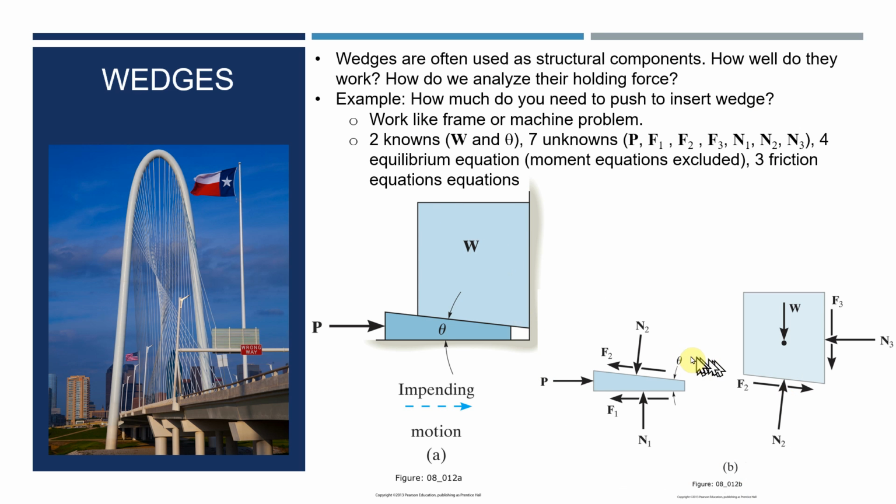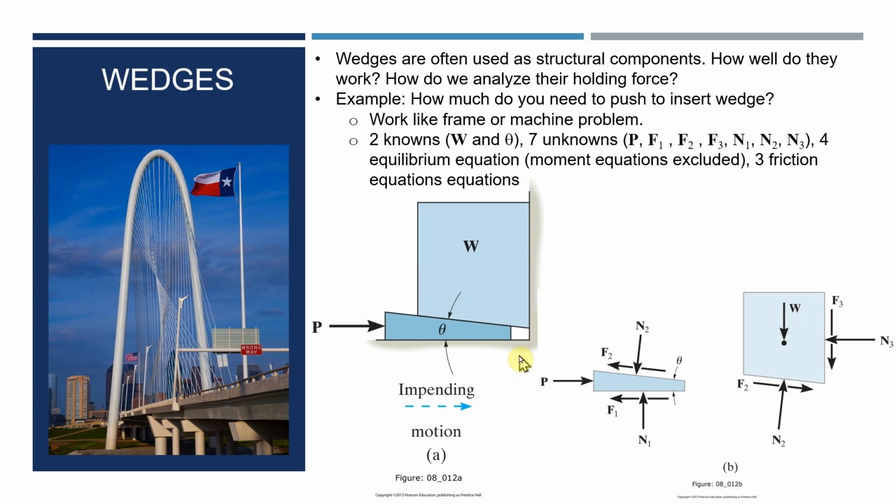We know the weight and we know the angle of the wedge. Those are our known quantities. You have 7 unknowns. The P, the force to push it in, and the friction forces, F1, F2, and F3, and the normal forces, N1, N2, and N3. We have 4 equations for these two bodies.